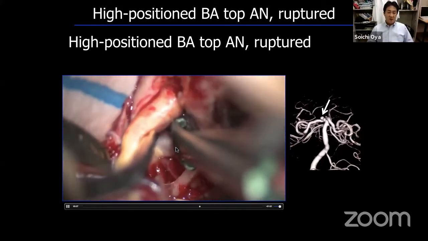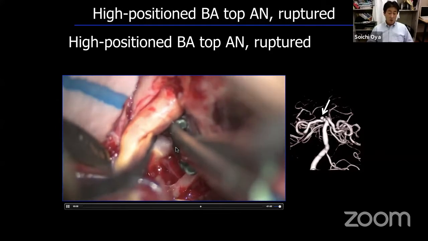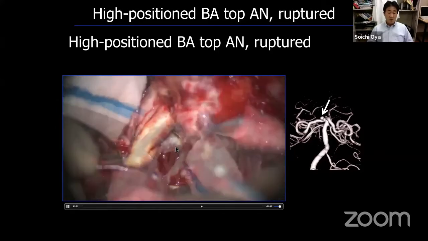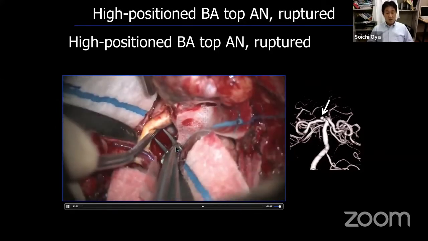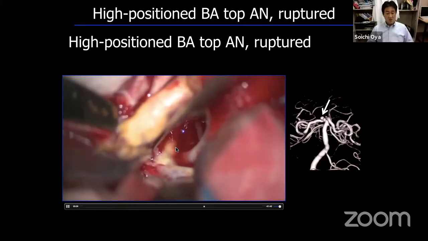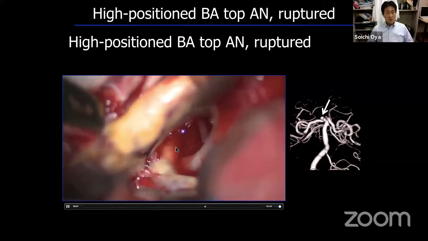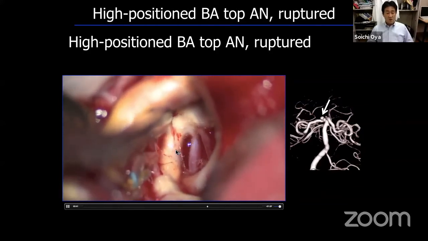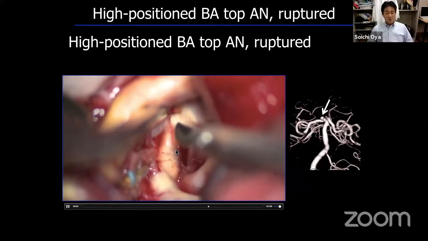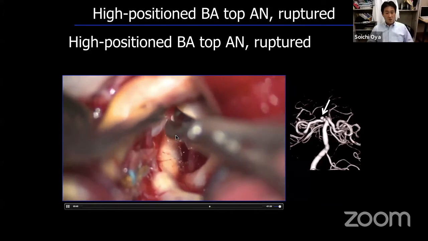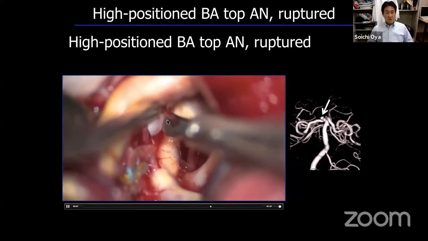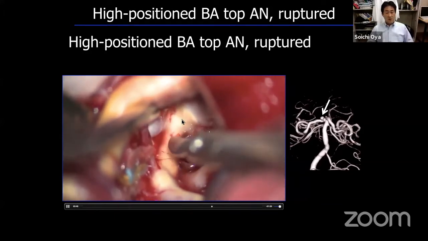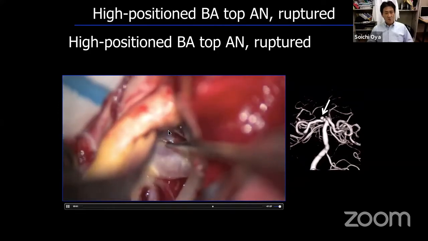Now I'm confirming that I could put the temporary clip onto the basilar trunk, and I just simulated the insertion of the clip. This is the PCOM and the P1 and P2 junction. And this is the dome of the aneurysm. Look, you can create ample space here.